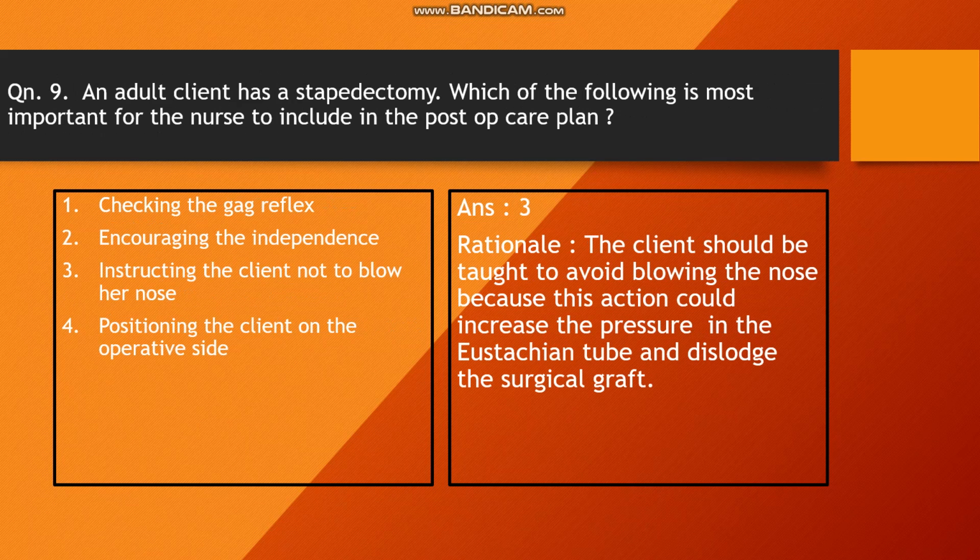Next one. An adult client has a stapedectomy. Which of the following is most important for the nurse to include in the post-op care plan? Checking the gag reflex, encouraging independence, instructing the client not to blow her nose, positioning the client on the operative side. Answer is 3. Instructing the client not to blow her nose. The client should be taught to avoid blowing the nose because this action could increase the pressure in the eustachian tube and dislodge the surgical graft.